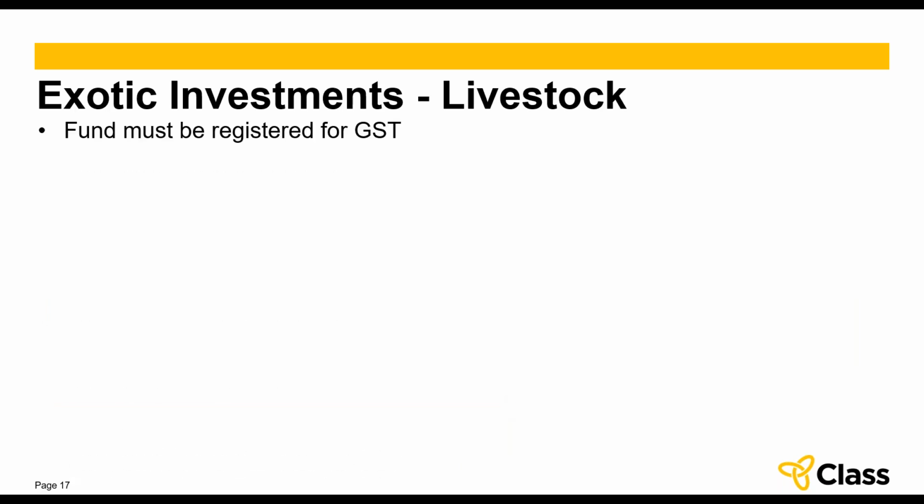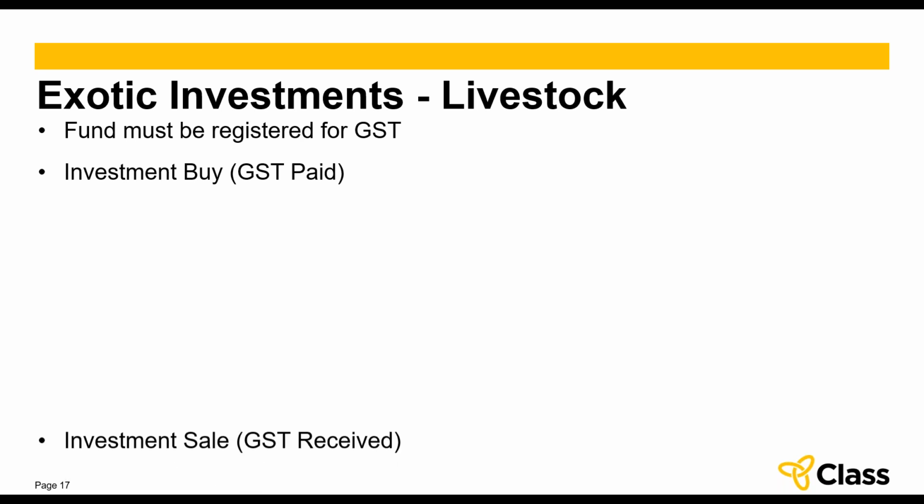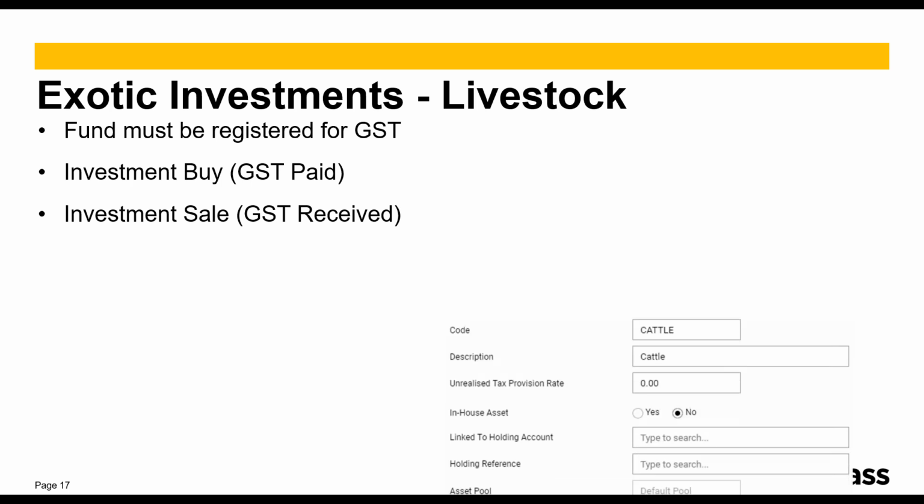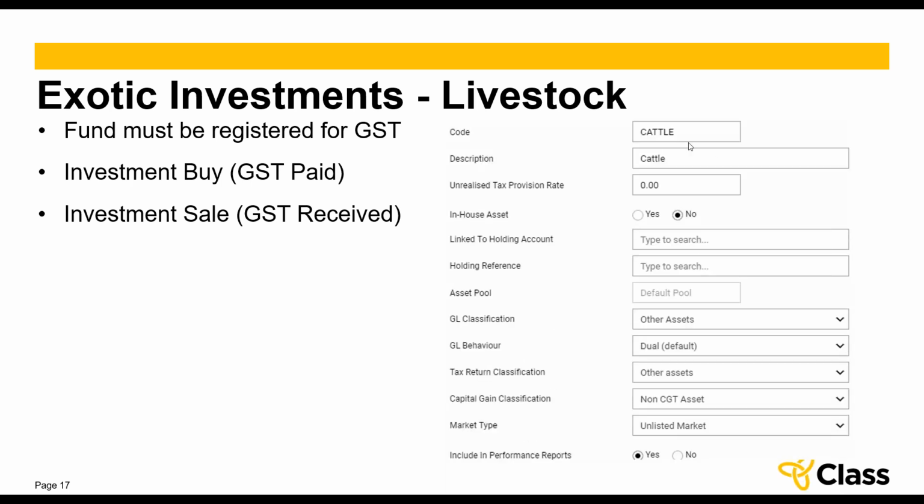Okay, exotic investments. So we're going to go through an example of livestock in my case studies. So normally when you deal with livestock, the fund is usually registered for GST. And you can process the GST buy and the GST sell to record GST paid and received. This is how you set up a custom holding account in relation to, say, cattle. It's usually reflected as other assets, as a non-CGT asset.